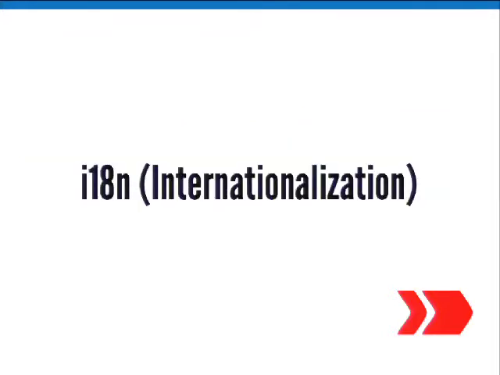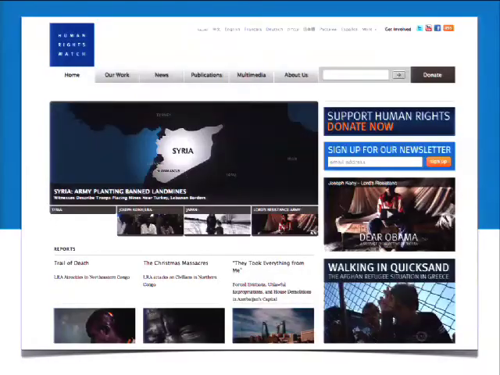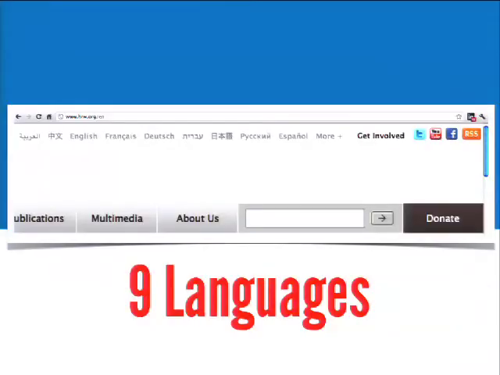So they really took internationalization, this is a more recent site, they took internationalization to the next level. So here's an example of what the homepage of Human Rights Watch looks like. Zoomed up, you could see that there's 9 languages here that Human Rights Watch displays.